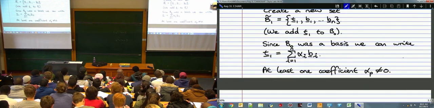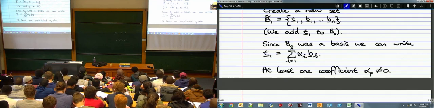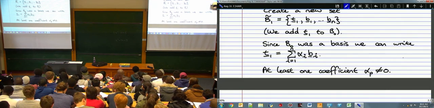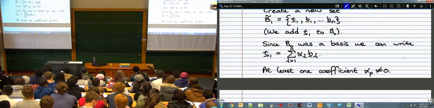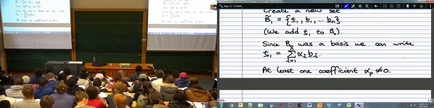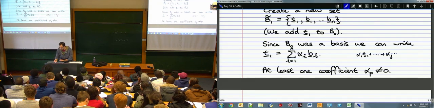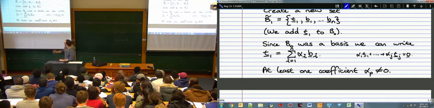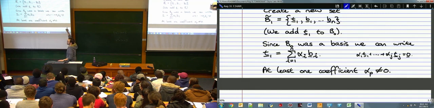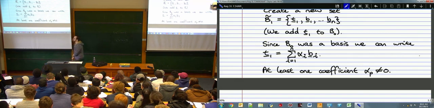So why is it that alpha p is not equal to 0? Didn't you say that T is independent? Then obviously the alpha should be 0. No, I think you're confusing this with if I'd written down something like alpha 1 T1 plus alpha j Tj equal to 0. Then because that big set T is independent, all of those alphas would have to be 0. This is a different combination that we're writing down here. We're not writing down a combination equal to 0.